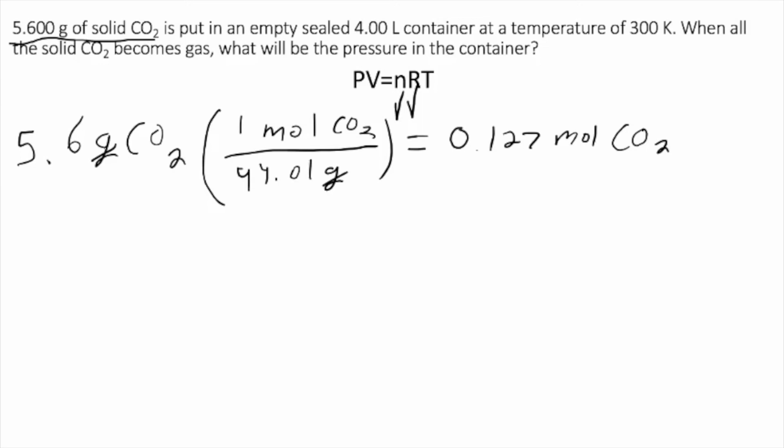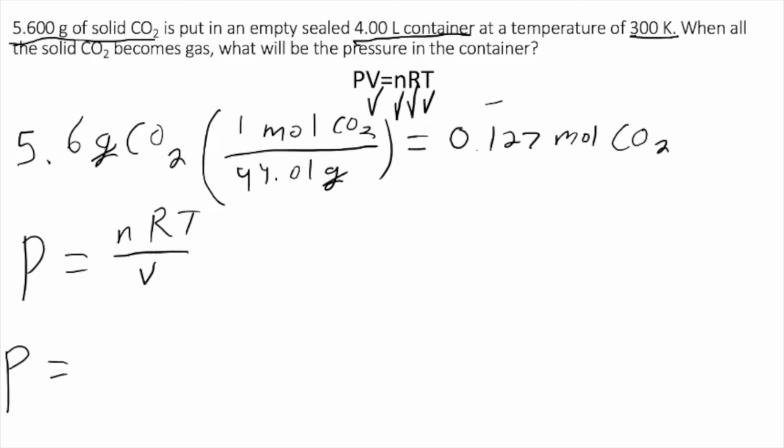Now what else do we have? We also have 4 liters, and that's going to refer to our volume. So we have V, and we have a temperature of 300 Kelvin, our T. And all we have left is pressure. That's what we're trying to solve for. So once again, just like last time, all we have to do is isolate the variable that we want to figure out. So we isolate P, put everything else on one side, so we get P equals nRT over V.